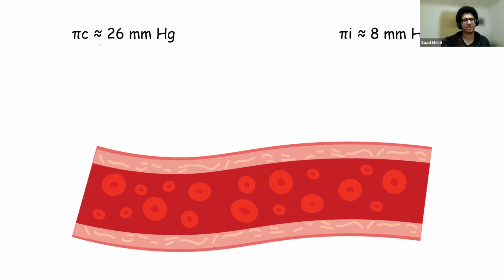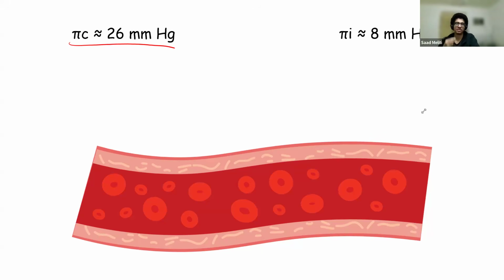colloid pressure, or oncotic pressure. In the capillaries we have a pressure of 26 pulling towards it, and we have a pressure of 8 outside in the interstitium pulling towards it. Can anyone quickly calculate the difference? Okay, I think it's 18. Yeah, it is 18.